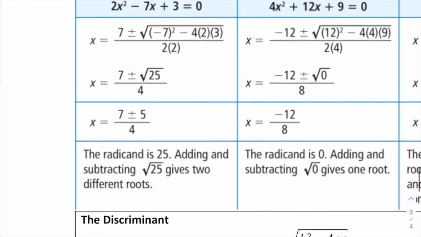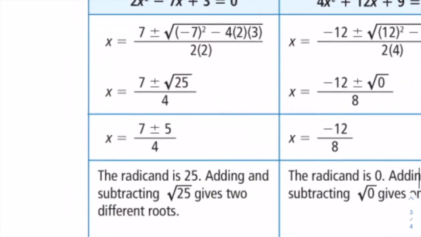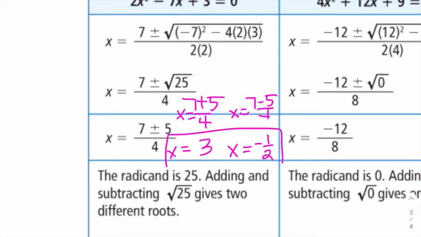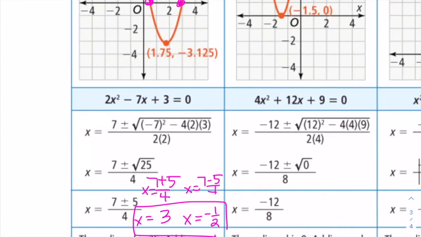So I'll simplify it over here on this side. So I'll have 7 plus 5 over 4 and 7 minus 5 over 4. All right, so 7 plus 5 is just 12. This will be 3. And then negative 2 over 4, or negative 1/2. And we can go back to this graph and see really quickly. So you can see right here, here's 3, and then here's that 1/2. So it has 2 distinct roots.